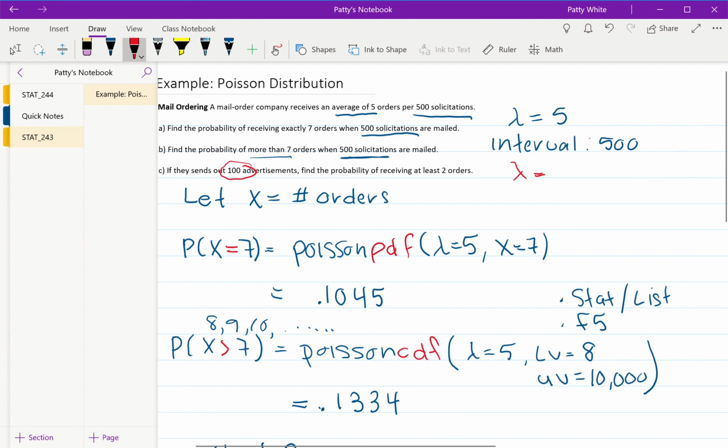Well, lambda was 5 when my interval was 500. So if I divide this by 5, I get 1. If I divide my interval by 5, I get 100. So lambda would be 1 when my interval is 100. I can check that. If I multiply this lambda by 5, I get 5. And if I multiply my interval by 5, I get 500. So I know that I made it proportionally smaller.